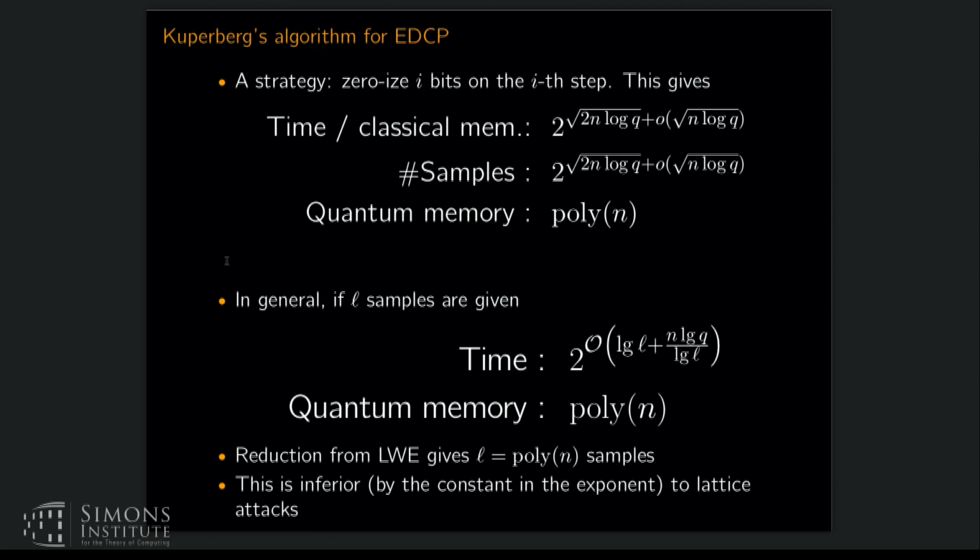This should remind you of the BKW algorithm. This is precisely what it does. In the case where we have only poly n many samples, we would have to sort of kill n over log q bits at once. So if you put poly n here, you would get something that is exponential in n, and the multiple in front would be log q divided by log n. So log q divided, not log n, log L. So we just saw that the number of samples L is less than q, so the constant is not good. And this is what I mean by inferior to lattice attacks.